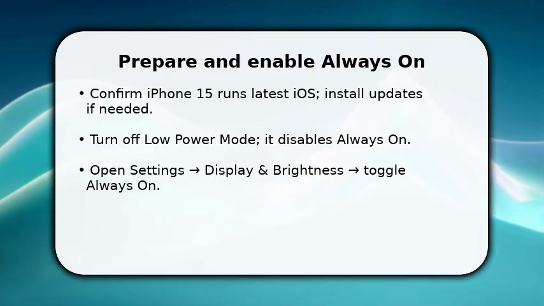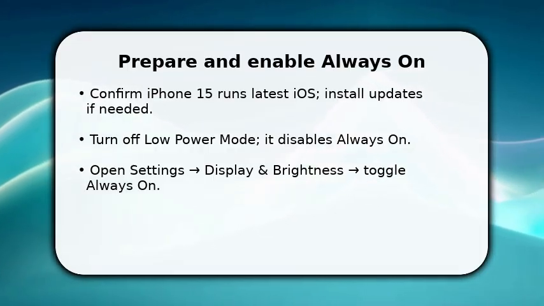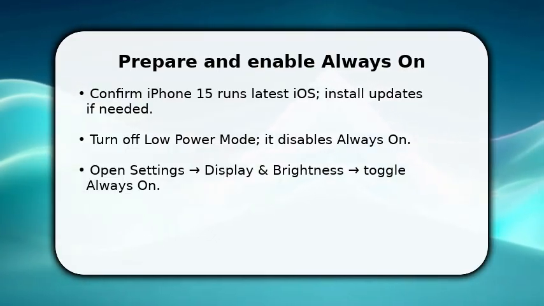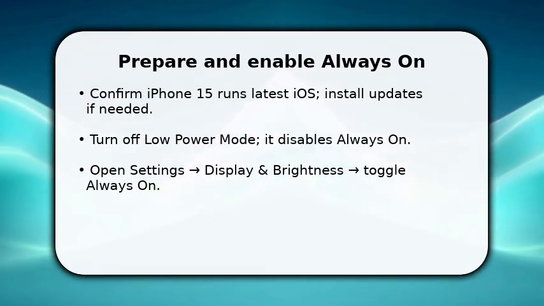Do this now so the system can initialize adaptive refresh and dimming. Once done, lock the phone briefly to verify the screen shows the minimal clock and widgets. This proves the feature is active.